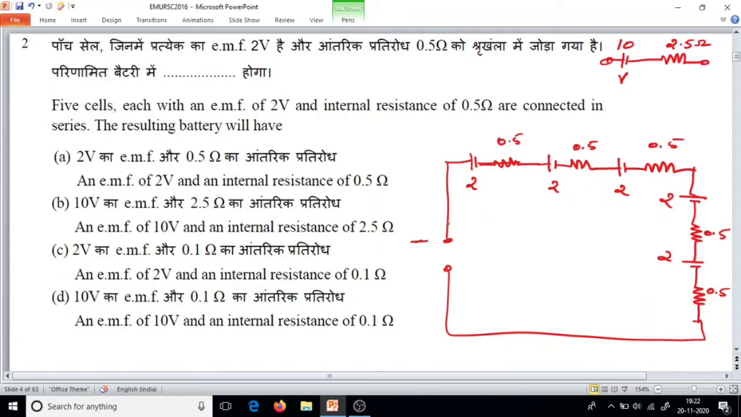This is a series circuit because the same current flows in the circuit. Circuit is open, so no current flows. So an EMF of 10 volt and an internal resistance of 2.5 ohms. So the answer is option B.